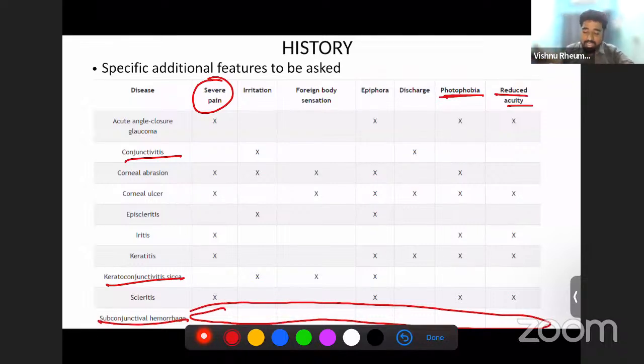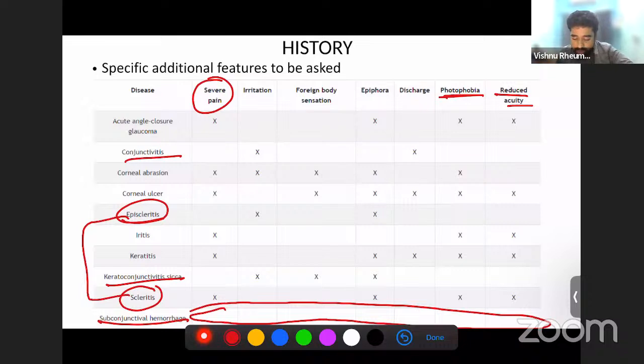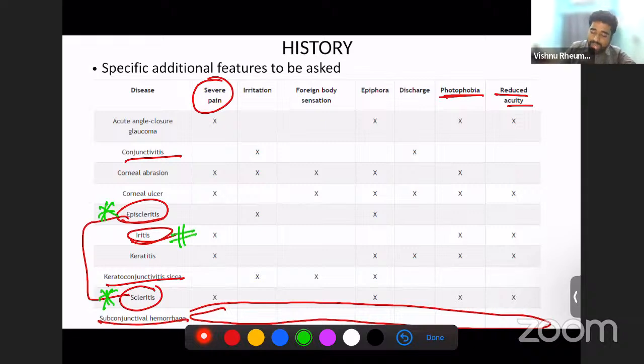Then you have your acute angle closure glaucoma, where there is usually severe pain, photophobia, epiphora, and reduced visual acuity. Conjunctivitis, again, there is no severe pain. Episcleritis versus scleritis, this is something that we will discuss later. Then uveitis usually will present as your severe painful red eye with photophobia and possibly reduced visual acuity. Not always there will be reduced visual acuity, but sometimes there can be. So scleritis we will discuss later. Uveitis is something that you should know, and conjunctivitis versus keratitis also you can look upon.